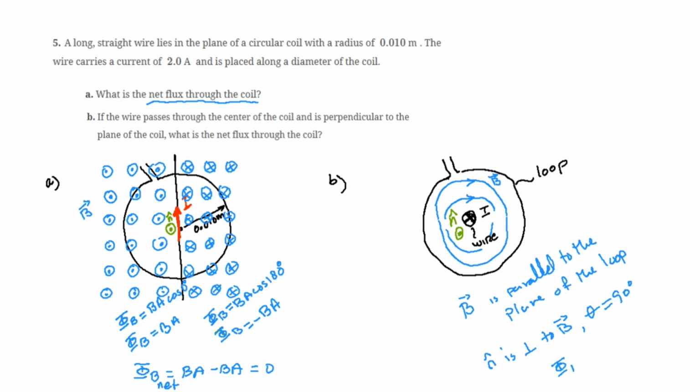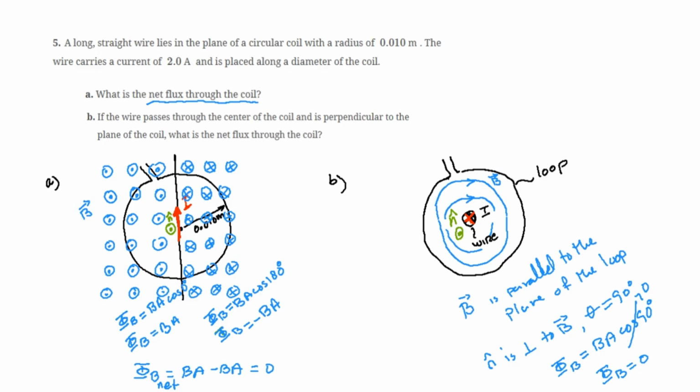So here, the magnetic flux, that is BA cosine of 90 degrees, since this is 0, this magnetic flux will also be 0. So in both cases, the magnetic flux is equal to 0. In the first case, the net magnetic flux is 0, because the magnetic flux to the left of the wire and the magnetic flux to the right of the wire are the same, but in opposite direction.